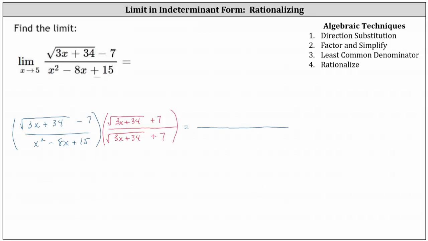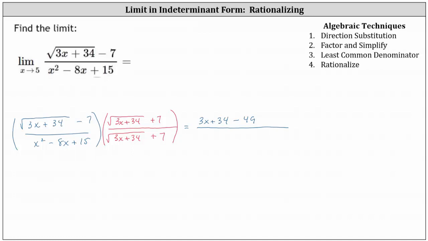Starting in the numerator, we have the square root of the quantity 3x plus 34 times itself, which simplifies to just 3x plus 34. Next, because we are multiplying conjugates, the next two products will be opposites and sum to 0. We have the square root of the quantity 3x plus 34 times positive 7 plus negative 7 times the square root of the quantity 3x plus 34. Those two products sum to 0. And then we have negative 7 times positive 7, which is negative 49, giving us minus 49.